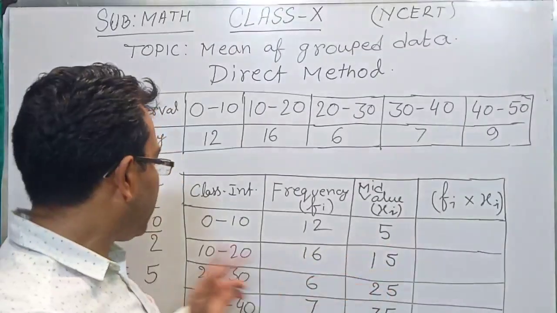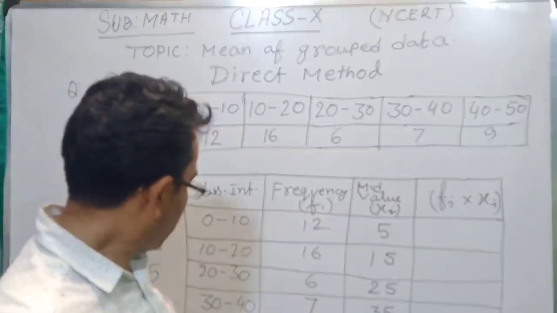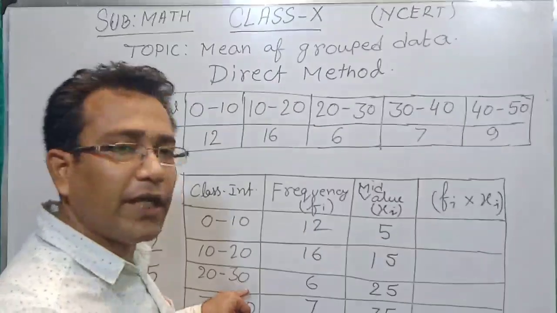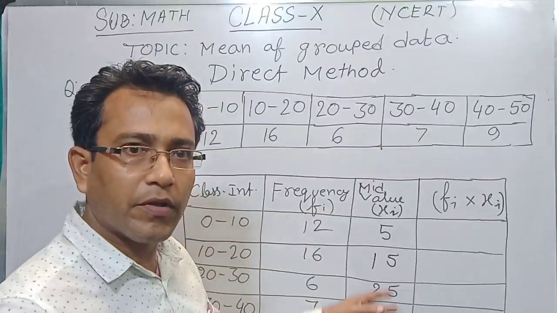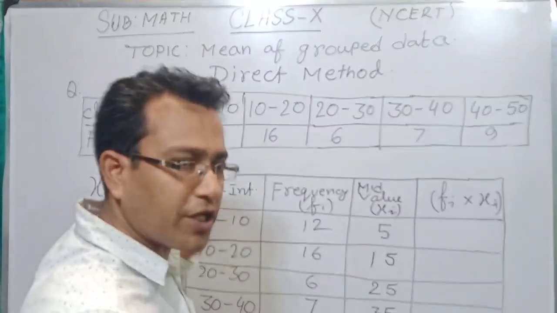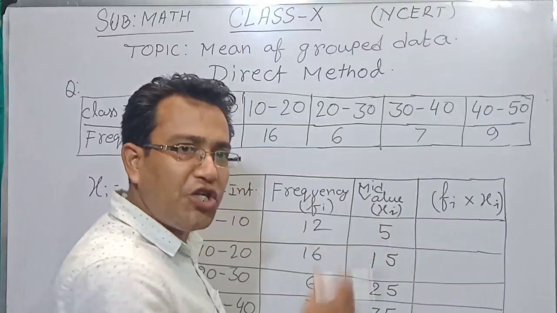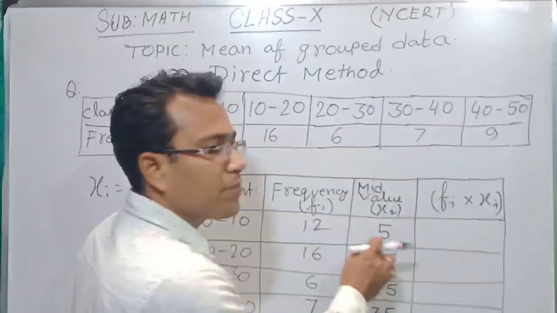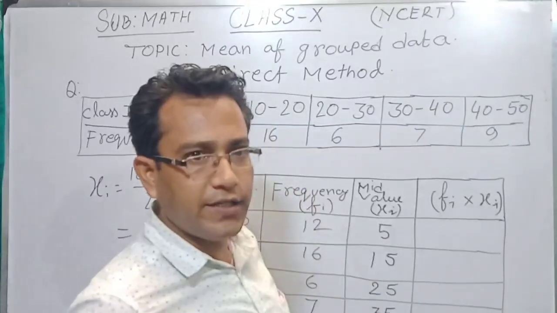You can check it: 10 plus 20, 30 divided by 2, 15. 20 plus 30, that is 50 by 2, that is 25. It is the same way as I have done in the first case. So by just adding the width of each class to the first mid value, I can do it much faster and easier.